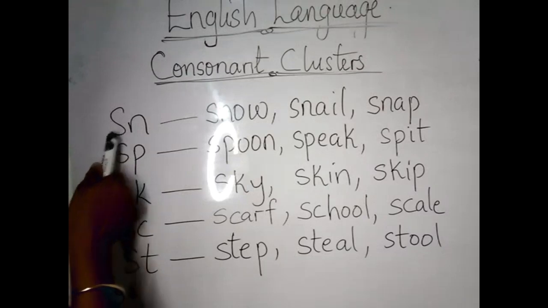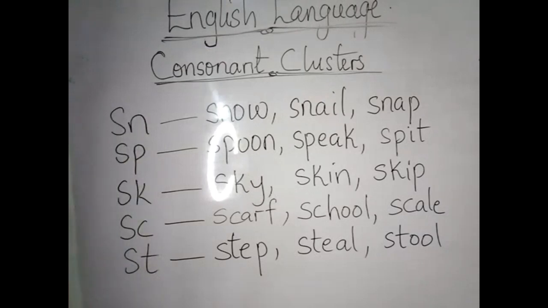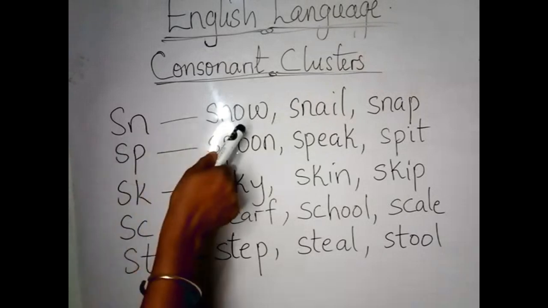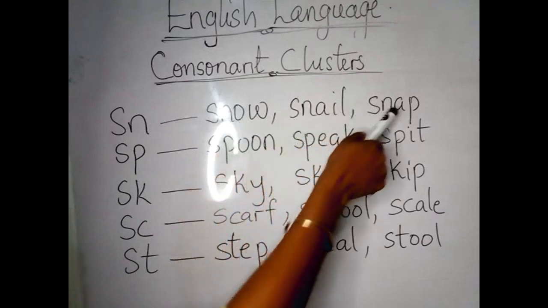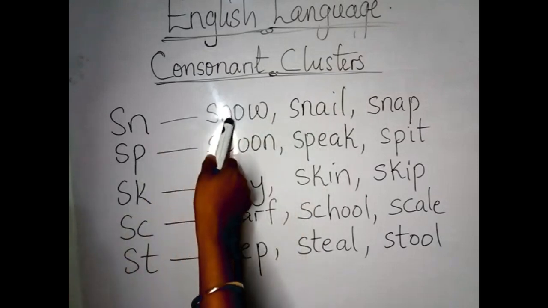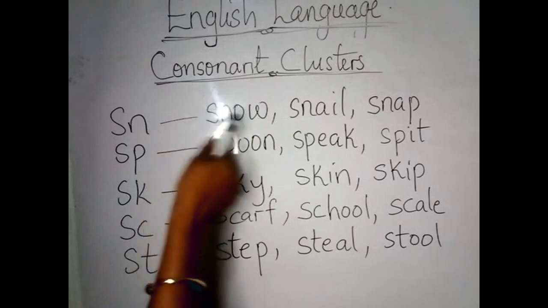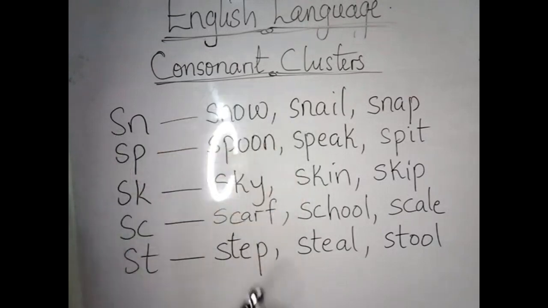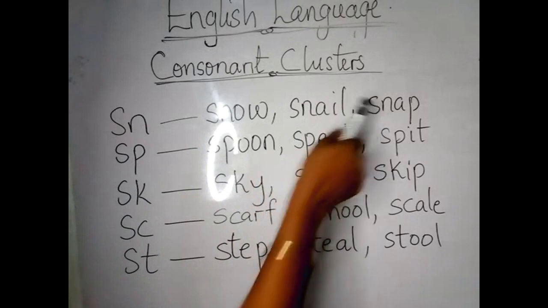So here we have SN, a combination of the consonants S and N. S has the sound S, while N has the sound N. Now the combination is SN. The words where they occur are snow, snail, snap. From the sound of the words, you can still hear the sound of S and then the sound of N. When we move on to digraphs, you will understand why I'm stressing that in these sounds, the consonants that are combined still retain their individual sounds. So, snow, snail, snap.